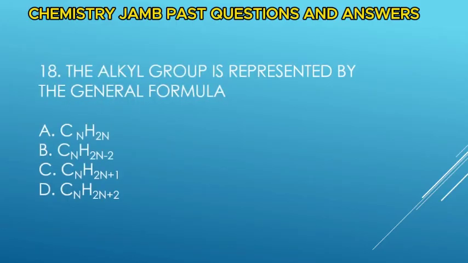Question number 18. The alkyl group is represented by the general formula A. CnH2n, B. CnH2n minus 2, C. CnH2n plus 1, D. CnH2n plus 2. If you look at alkyl, it's gotten by removing 1 hydrogen from alkane. So that's going to be CnH2n plus 1, because if 1 is removed from these 2, here will be 1. Okay, so that means the right answer is C.